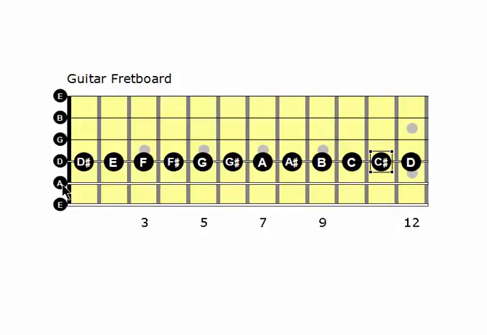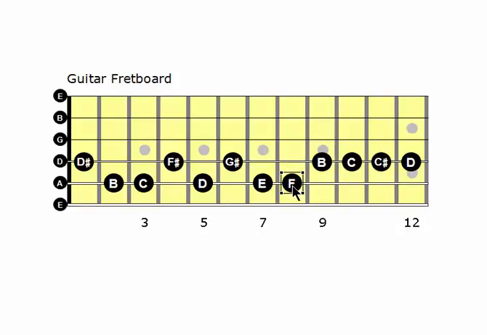Starting with the 5th string, 2 frets above A is B. B goes straight to C, and 2 frets above C is D. 2 frets above D is E. E goes straight to F. 2 frets above F is G, and 2 frets above G is A.